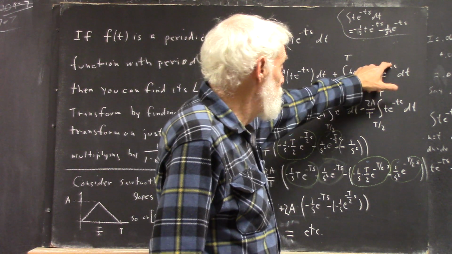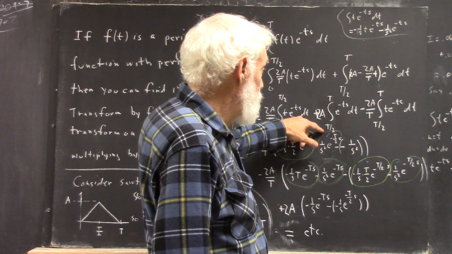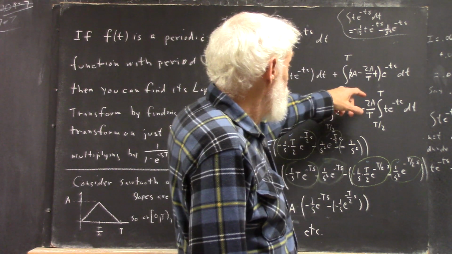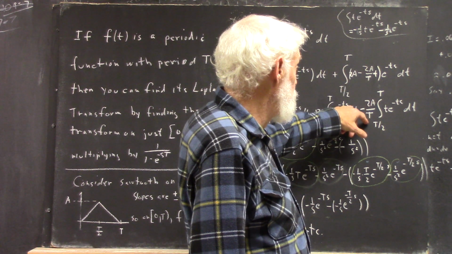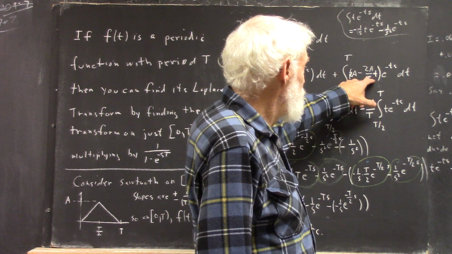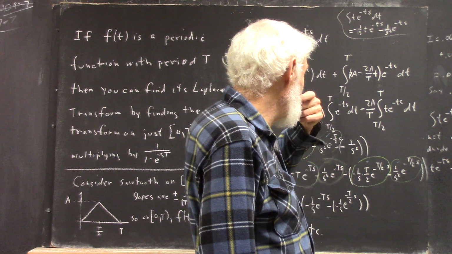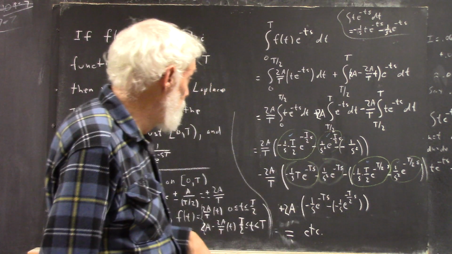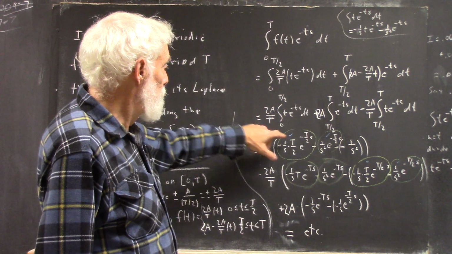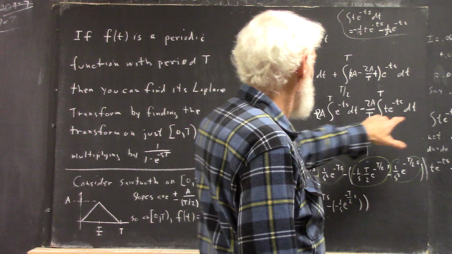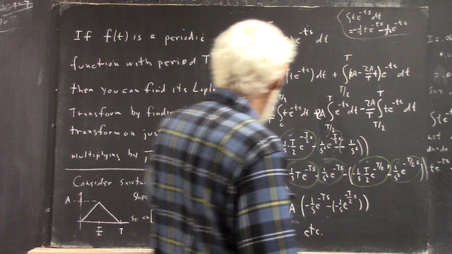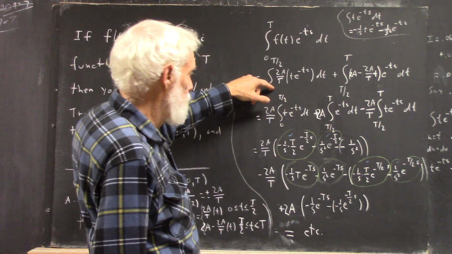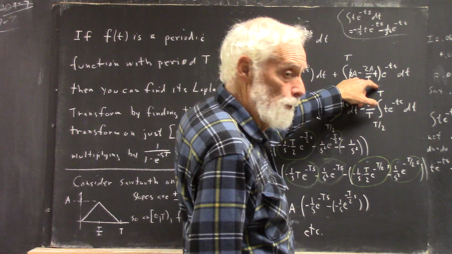We get the 2a times e to the negative ts here. That's, of course, integrated from T over 2 to T, the same as this is. And we get the negative 2a over capital T times t e to the negative ts, small ts. Again, from T over 2 to T. And over here, we have this. Now we notice that this integrand is the same as this integrand, but we have different limits. This integral goes from 0 to T over 2, this from T over 2 to T.